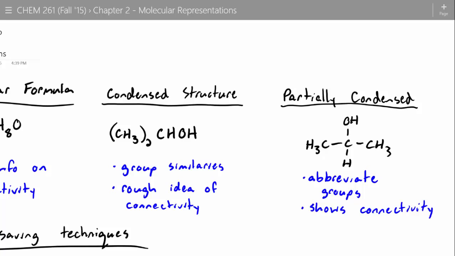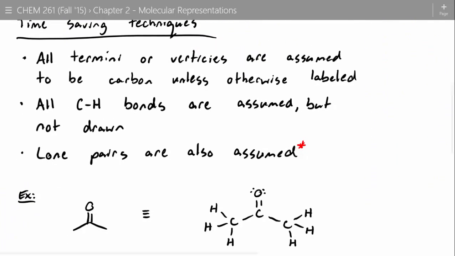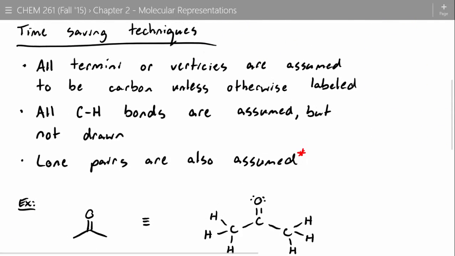And then I said we also continue on, and we try to apply some time-saving techniques to these partially condensed structures. And so you guys saw this on your problem of the day, where anytime you see the terminus of a line or a kink in a line, you know that there's an implied carbon. All of the hydrogens are implied as well. And the last thing I said was that lone pairs are usually assumed, and then I've got an asterisk there, and we'll talk about that in a second.